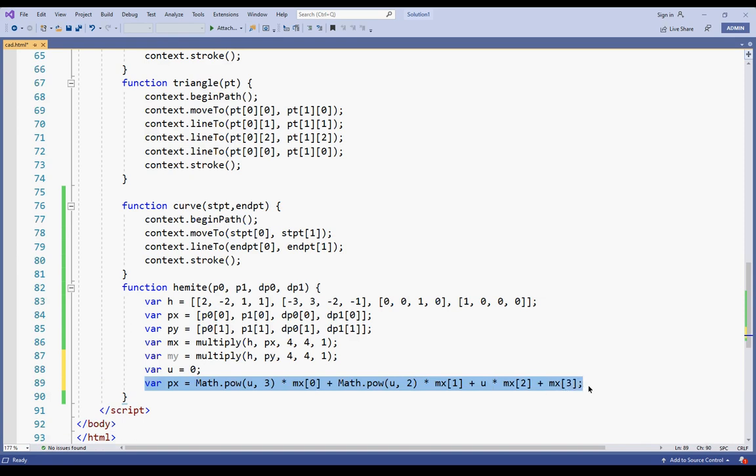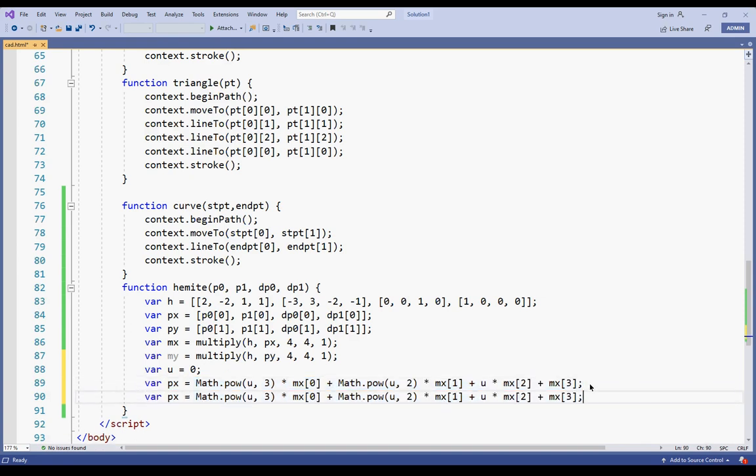So now I just copy it and put it here, and I call this py. Instead of mx now I'll put my, because this is for the y values. Just let me know whether you got the first coordinate point, the start point, that is px, py. Have you understood this? Just let me know, or if you have a question you can ask, about the terms px and py.